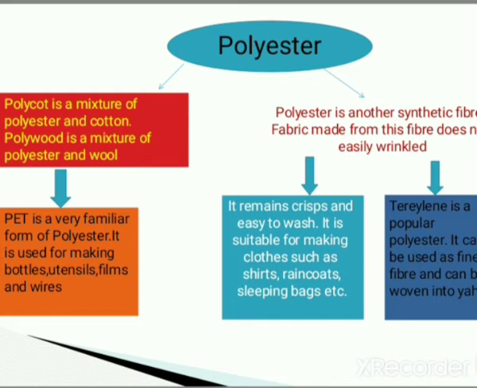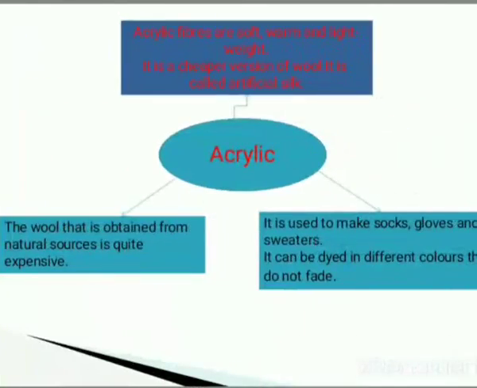Moving on to the last type of synthetic fibers, acrylic. Acrylic fibers are soft, warm, and light. It is a cheaper version of wool. It is also called artificial wool. Pure wool is quite costly, but acrylic is quite cheap. It is used to make socks, gloves, and sweaters. It can be dyed in different colors that do not fade. Alright, I hope you understood something on acrylic.